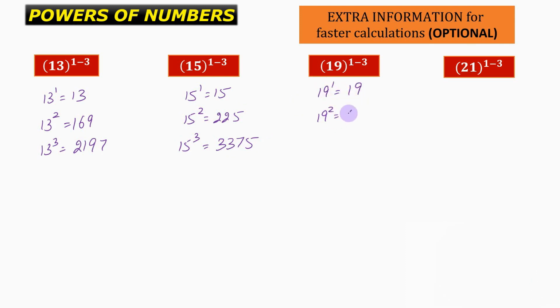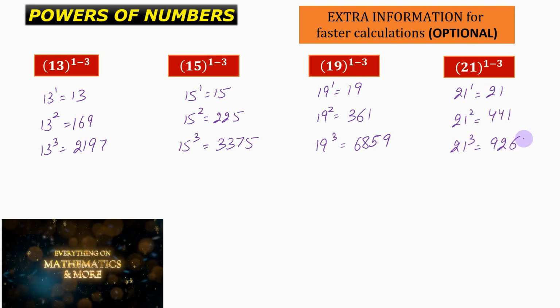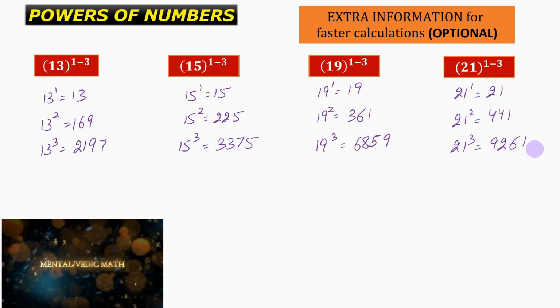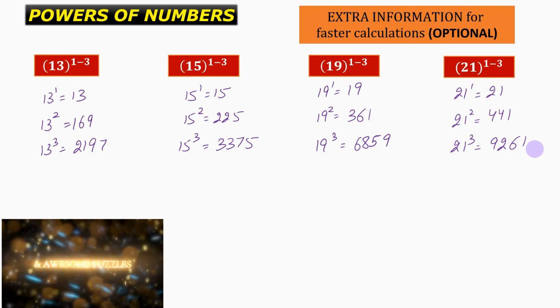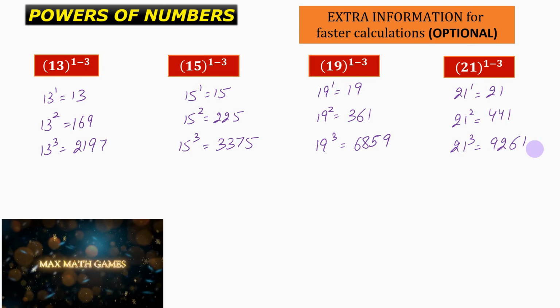19 to the power 1 is equal to 19. 19 square is equal to 361. 19 cube is equal to 6859 and 21 to the power 1 is obviously 21. 21 to the power 2 is equal to 441 and 21 to the power 3 is equal to 9261. And this, my friends, is the powers of numbers you must remember for faster calculation. I hope you can remember this with a little bit of hard work.